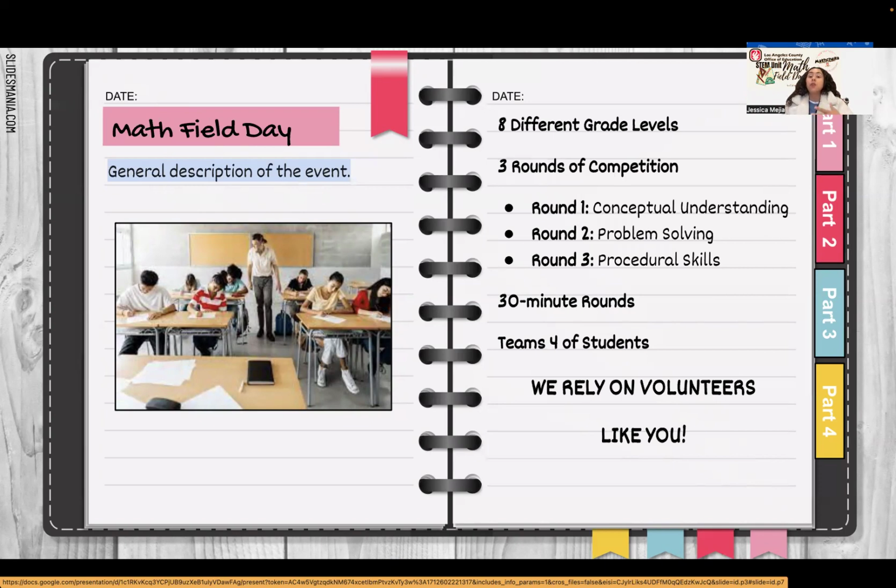And then we have 3 rounds of the competition, right? The first 2 rounds, round 1 and 2, are team competitions. Those are completed as teams, and there are 4 students per team. Each round is about 30 minutes. The first and the second round are on conceptual understanding and problem solving, like I mentioned earlier. Those are team competitions. And then the last round is an individual competition, and that is a procedural skills round.